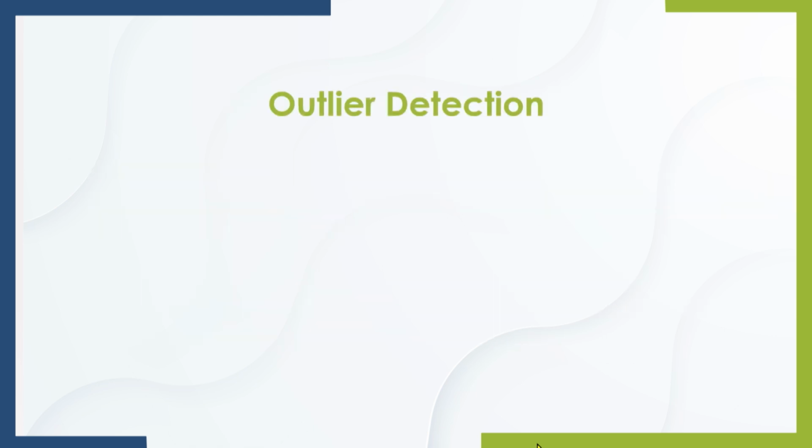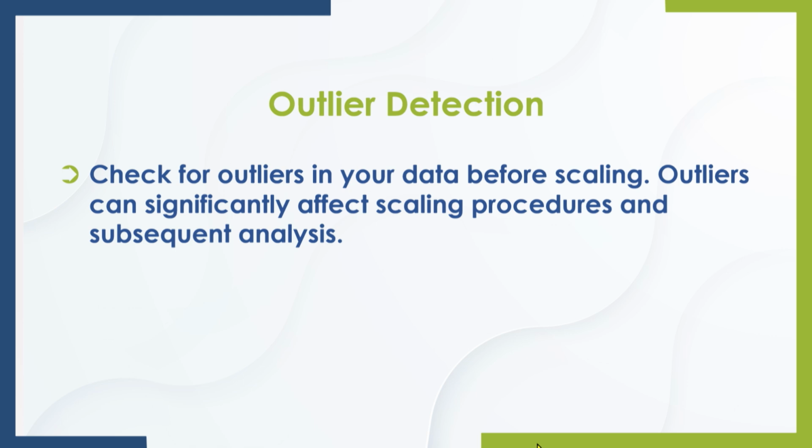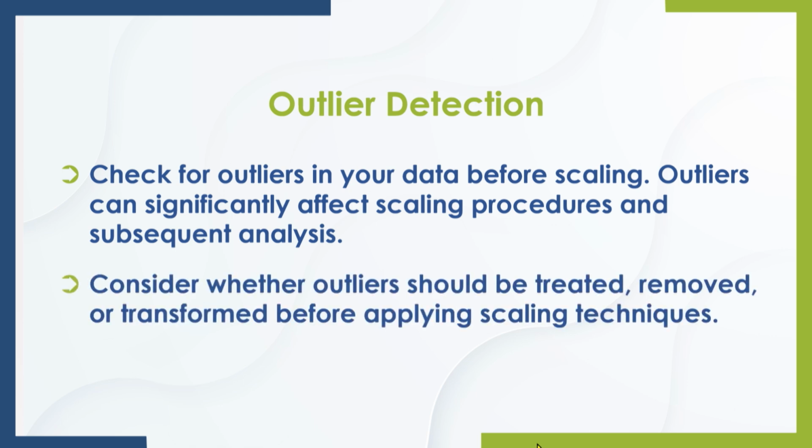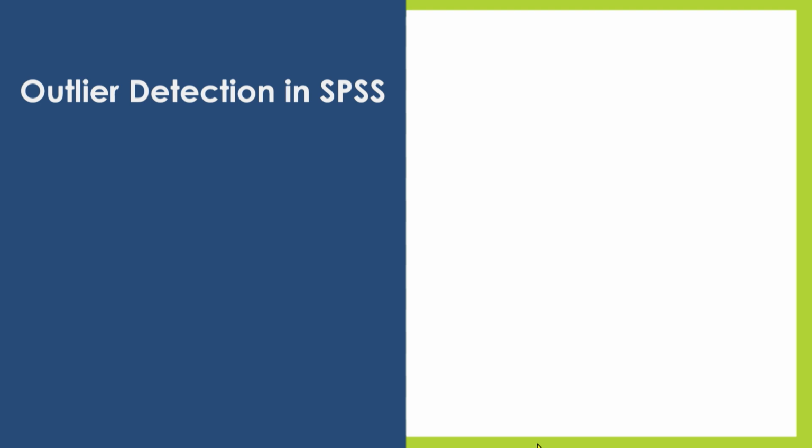Then outlier detection. Check for outliers in your data before scaling. It will affect your data analysis results. So before doing analysis, you should check the outliers. Outliers can significantly affect scaling procedures and subsequent analysis. Consider whether outliers should be treated, removed, or transformed before applying scaling techniques. Outlier detection procedures in SPSS.